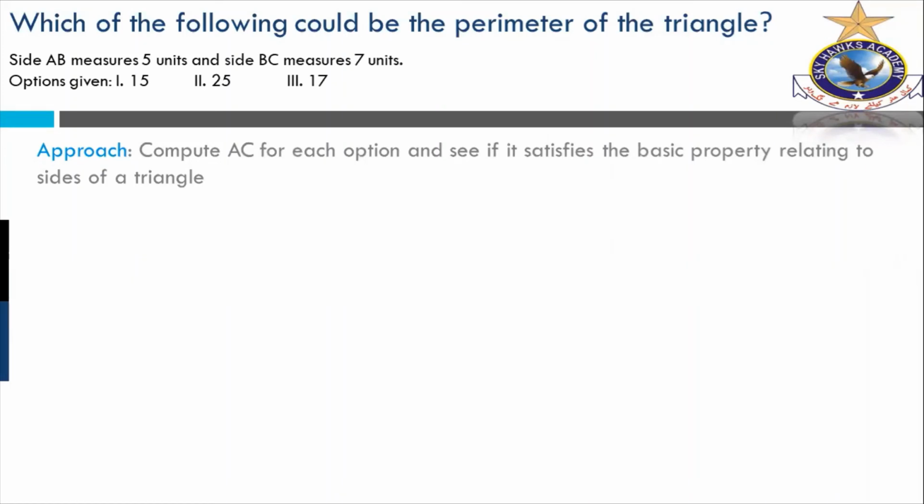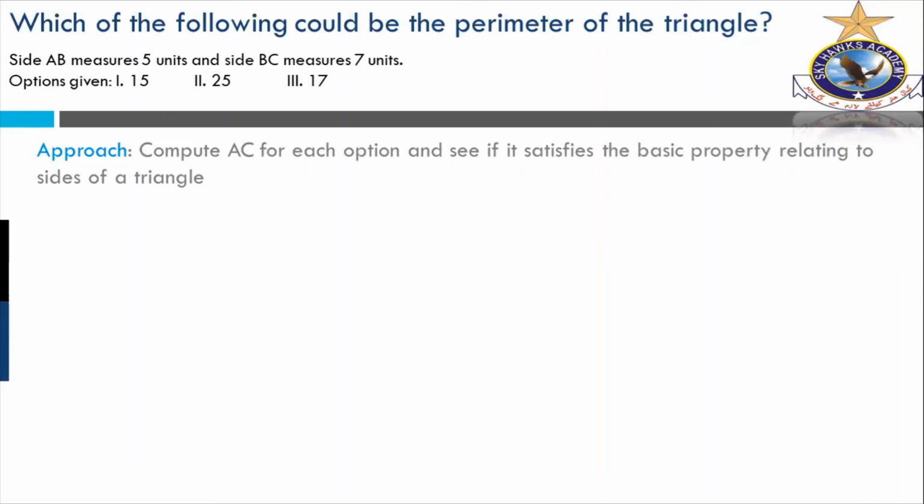No, okay. What I am saying is that if we are going for option 1, that is 15. If 15 is the perimeter and two sides are given, can we calculate the third side? Yes, you can calculate the third side. That is, you just do 15 minus 12. So what should be the length of the third side?